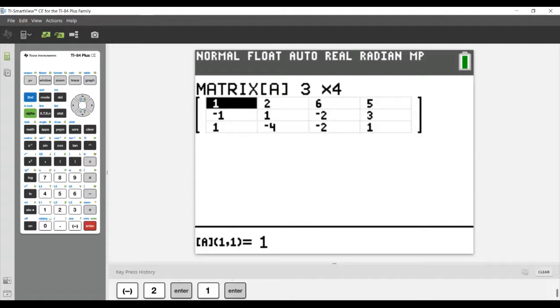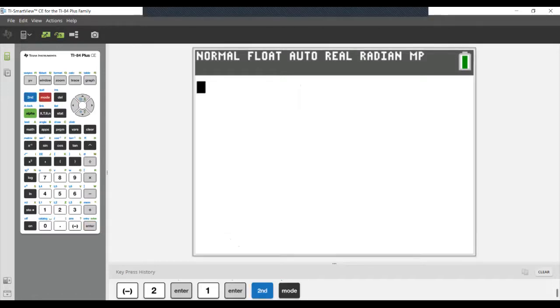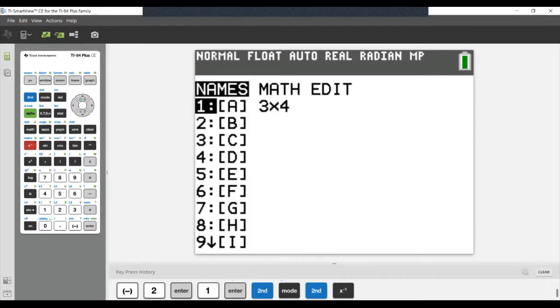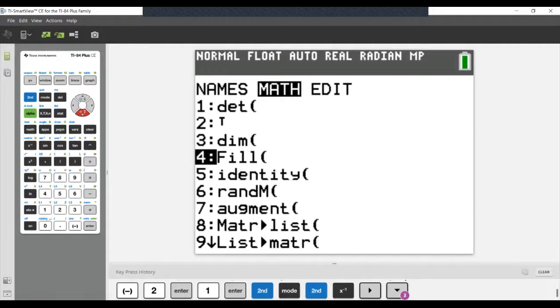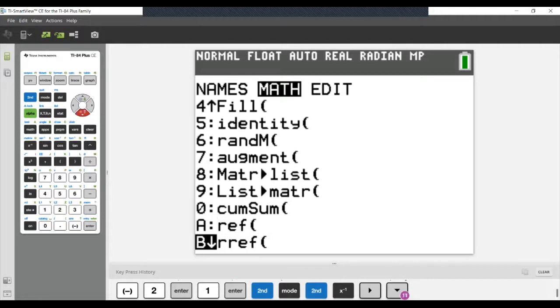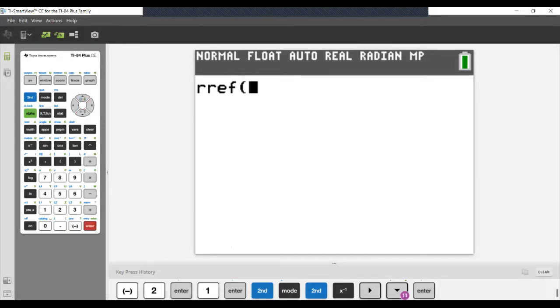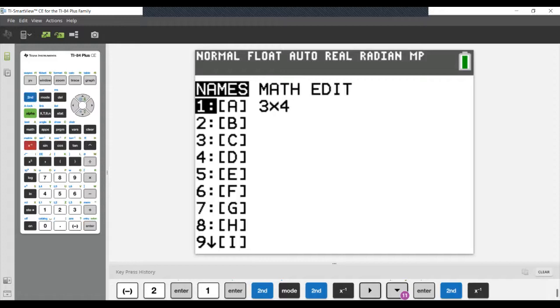Okay, so here I have my matrix. I have it typed all in. I don't want to mess with this anymore. I want to quit out of this. So second quit. I quit out of this thing. I want to do row reduced echelon form on this thing. So I do second matrix. I scroll on over to math to get down to row reduced echelon form. I want to do row reduced echelon form on my A matrix, which is second matrix.